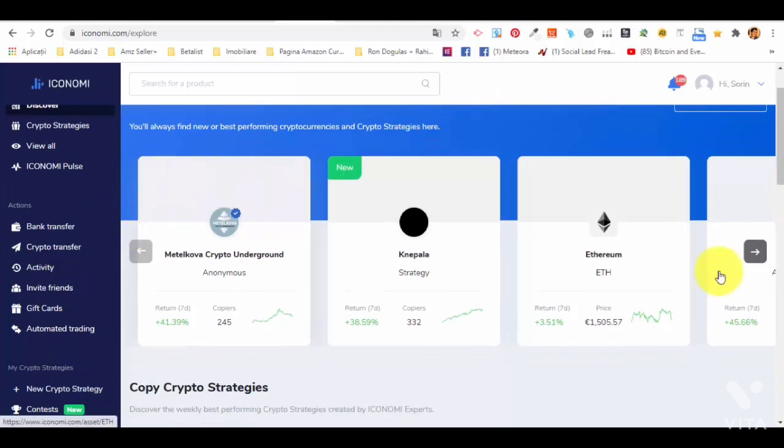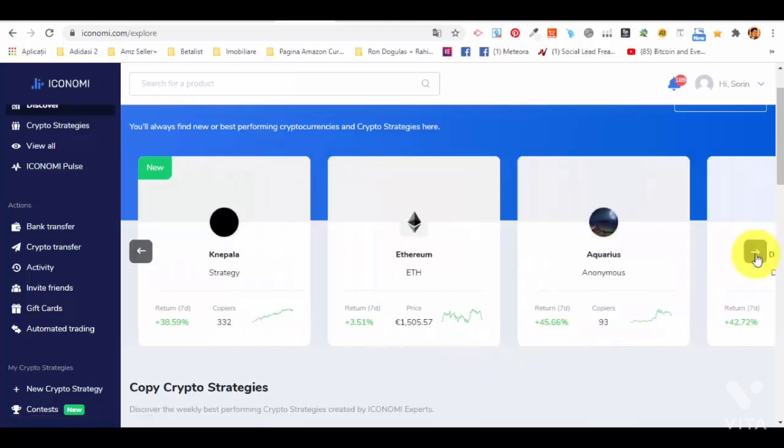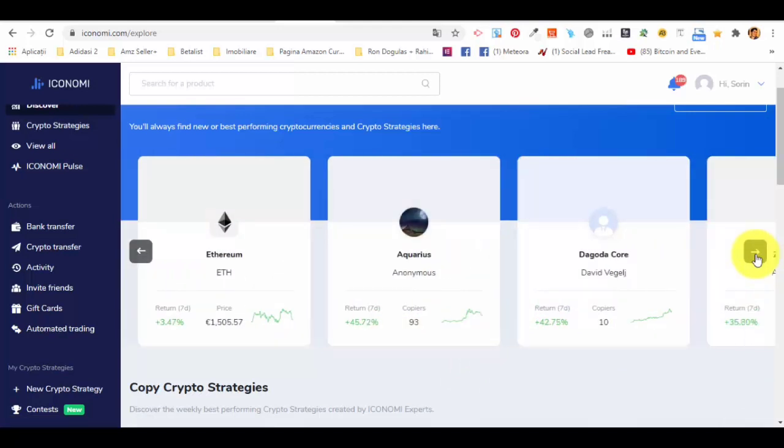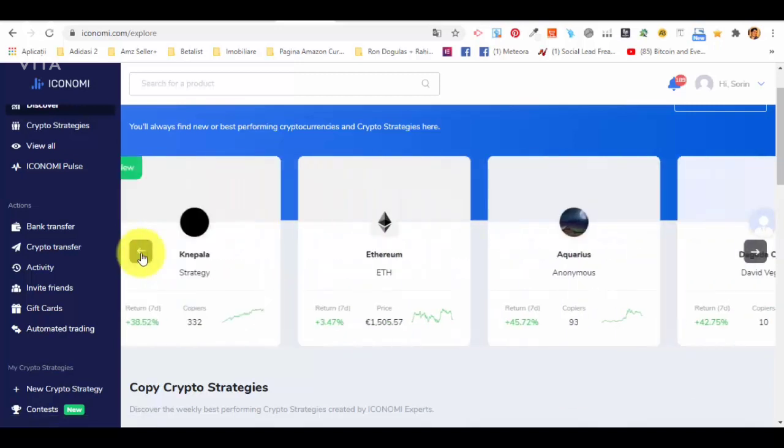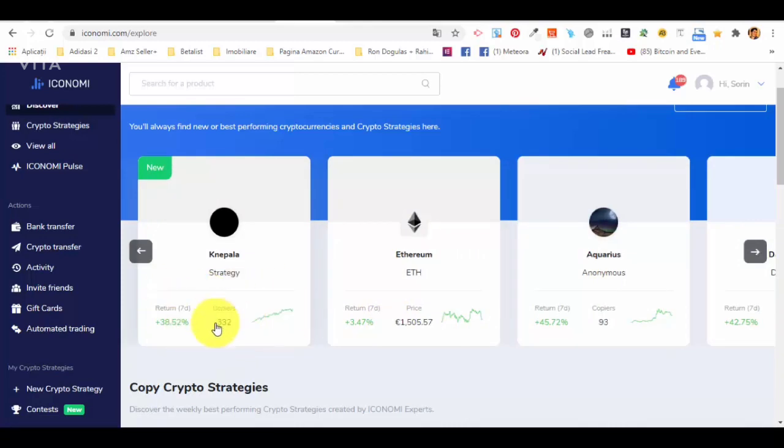Okay, these are some copy strategies that they are recommending at the moment. As you can see, some of them have spectacular results in our opinion. 40% return in the last 7 days, it is something extraordinary. 49% again, something extraordinary, and so on. Okay, so if you are going to look, it's pretty interesting what they are showing here. Now another thing that they are showing is the number of copiers. Okay, you have the number of copiers of each strategy.